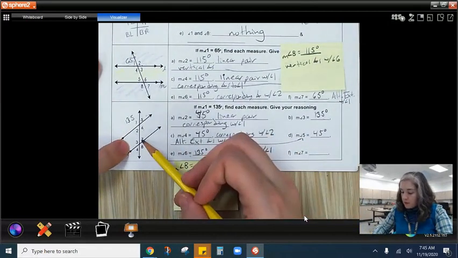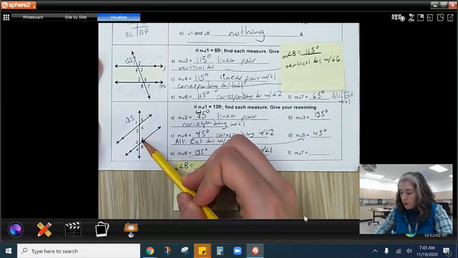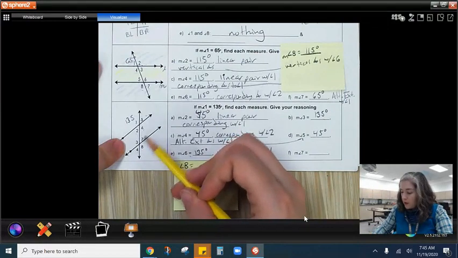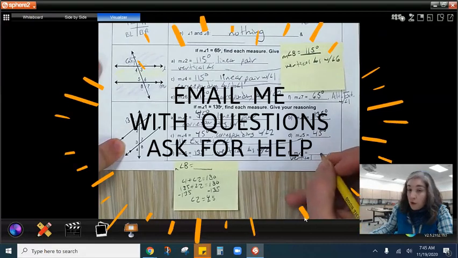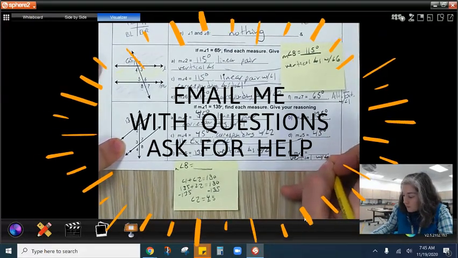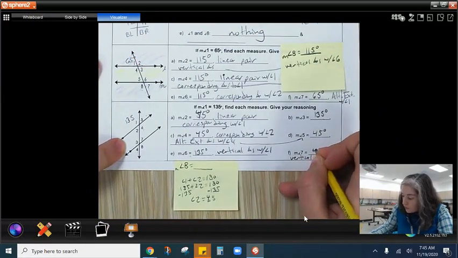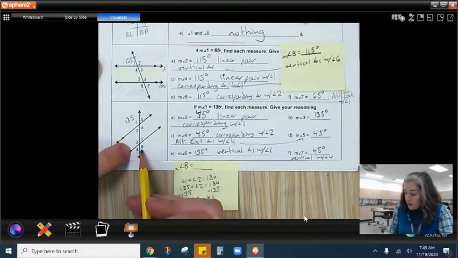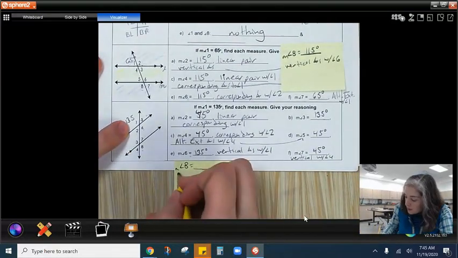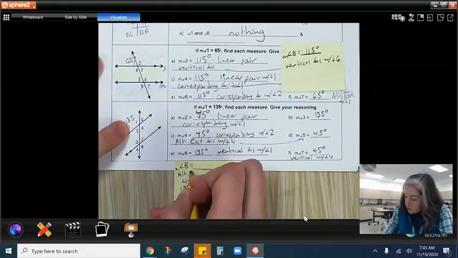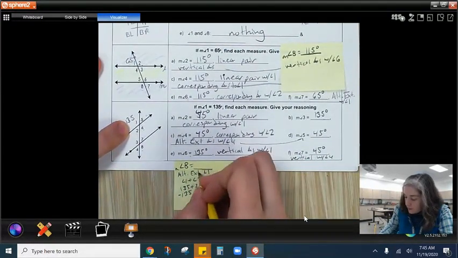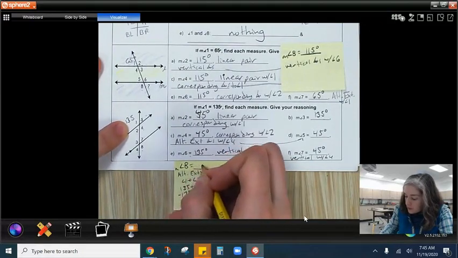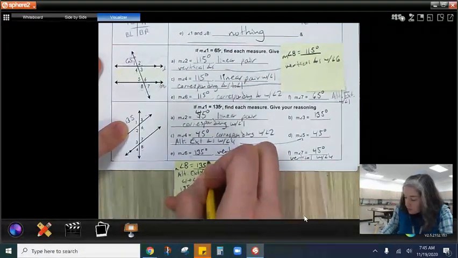Angle 7 right here. I'm going to go with that it is vertical angles with angle 4, because I already know angle 4. So that means it's congruent to angle 4, which is 45 degrees. And then angle 8 right here. I'm going to say it's exterior to angle 1, so that means they're congruent, so angle 8 is 135 degrees.